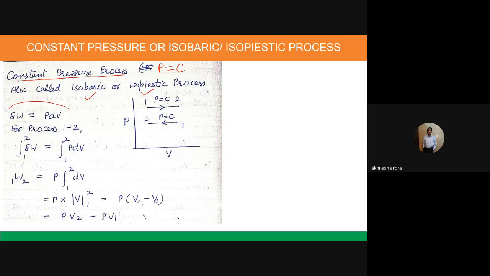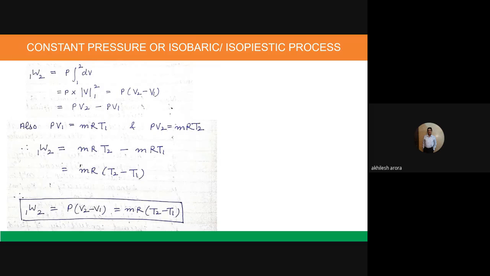We calculated the work transfer using this particular equation, delta W is equal to PdV, and then we got the expression W1 to 2, that means W for the process 1 to 2, is equal to P(V2 minus V1), and then we have written it in this fashion, P(V2 minus V1), which is also equal to MR(T2 minus T1).